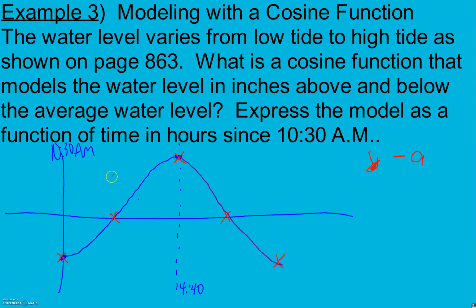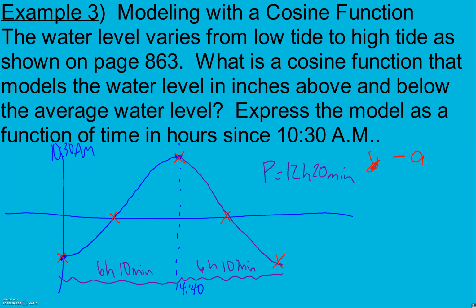So if it goes from 10:30 to 4:40 to get half, that's going to be 6 hours and 10 minutes. 10:30 to 4:30 is 6 hours, 10 extra minutes, which means it also has to be 6 hours and 10 minutes from our maximum to our minimum again. So our entire period is going to be 12 hours, 20 minutes.